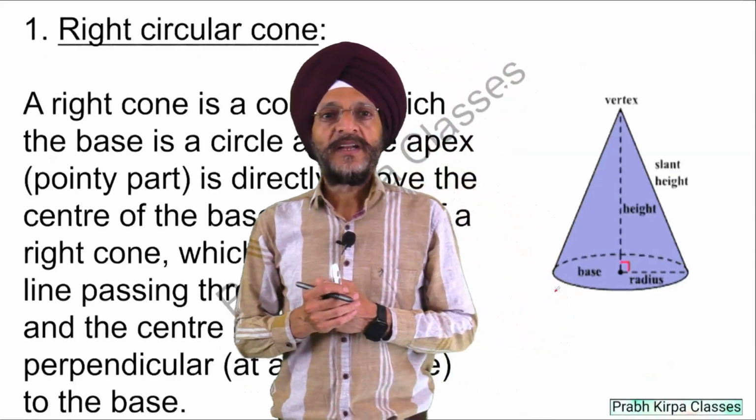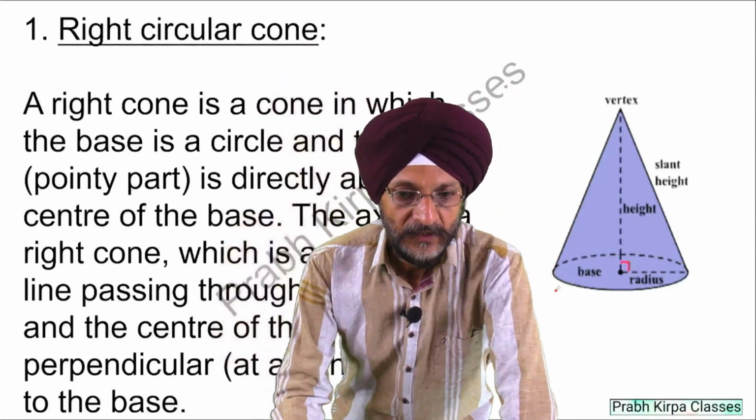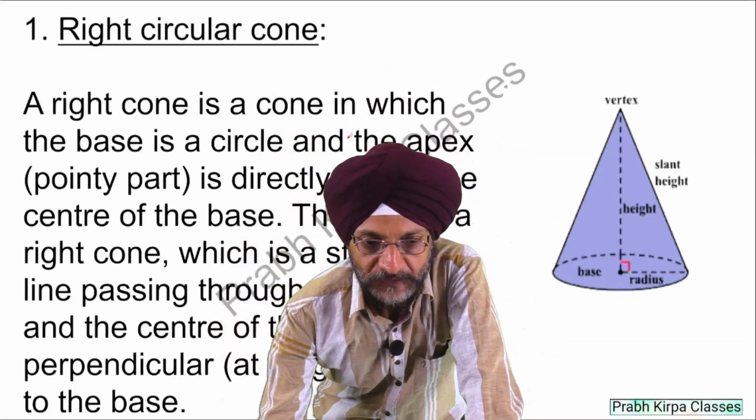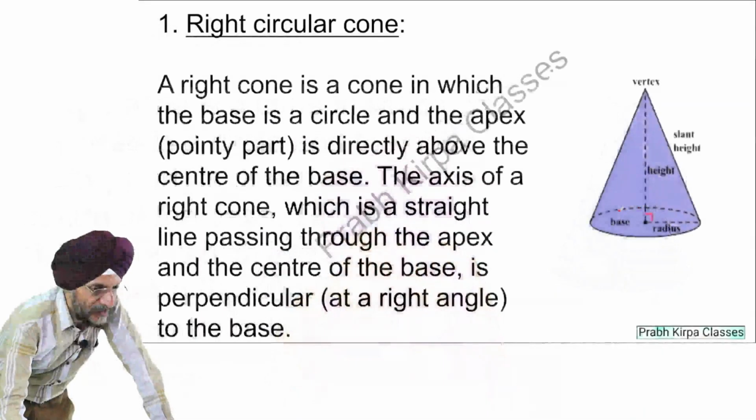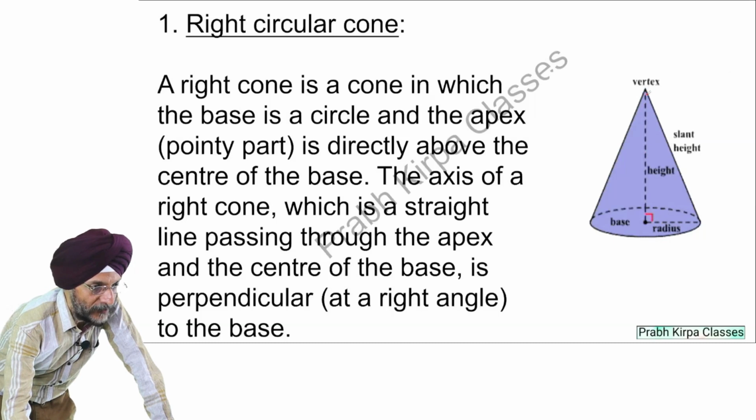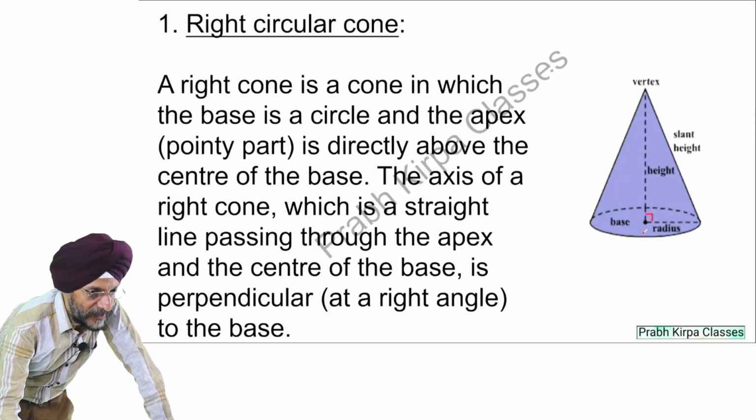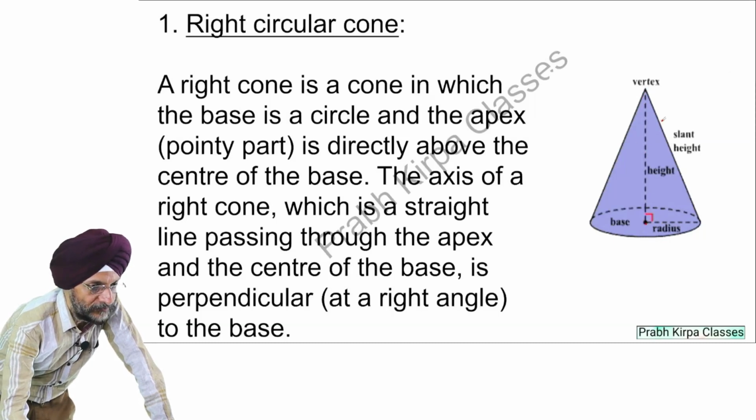First is right circular cone. Right cone is a cone in which the base is circular and the apex, that is the pointy part, is directly above the center of the base. You can see here that this pointy part is directly above the center of the base.